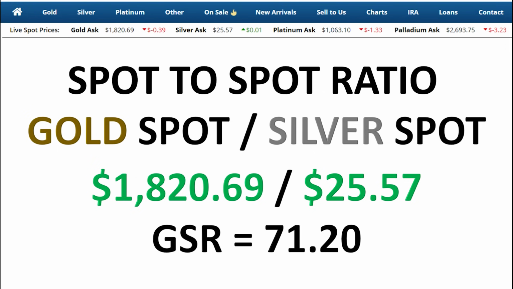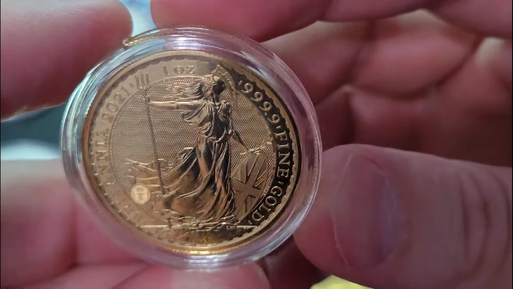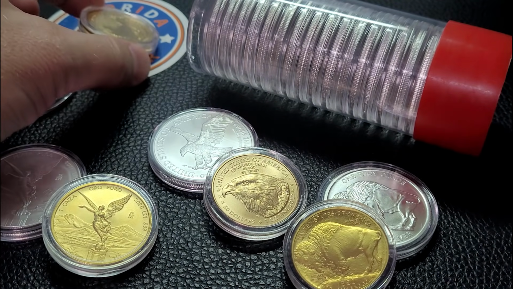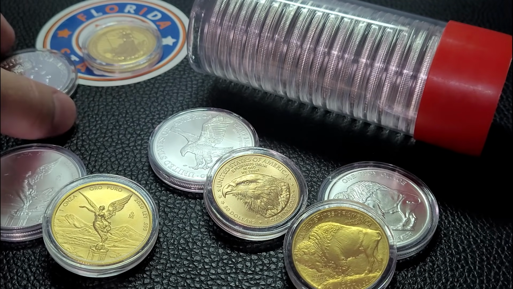In our example, we are using current spot prices provided by JM Bullion on the top header. Here, gold spot sits at $1,820.69, and silver is currently at $25.57. So dividing those two numbers, we reach our current spot gold to spot silver ratio, which comes in at 71.2. So when you look at spot to spot, it takes 71.2 ounces of silver to equal the same value of 1 troy ounce in gold.